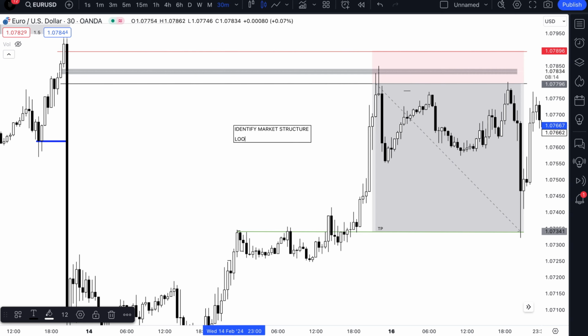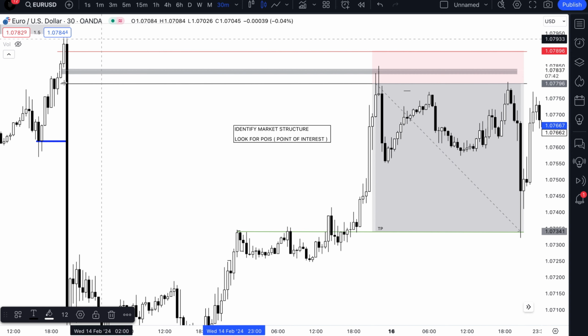And once you've done that, you want to look for POIs. That simply means point of interest. POI stands for point of interest. Those points of interest are areas that you're interested in taking trades in. If we're trading smart money, the areas we're looking to trade are things like fair value gaps, order blocks, supply and demand zones. Those are all smart money entries. So those are our points of interest.